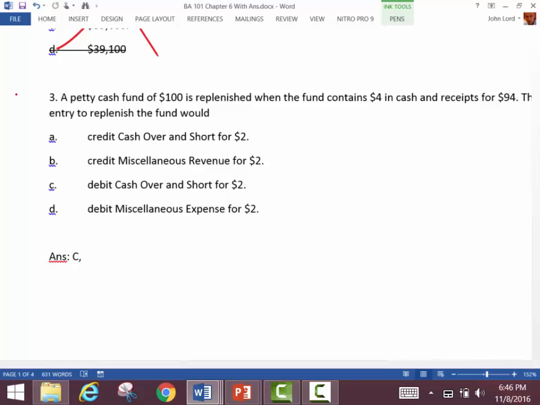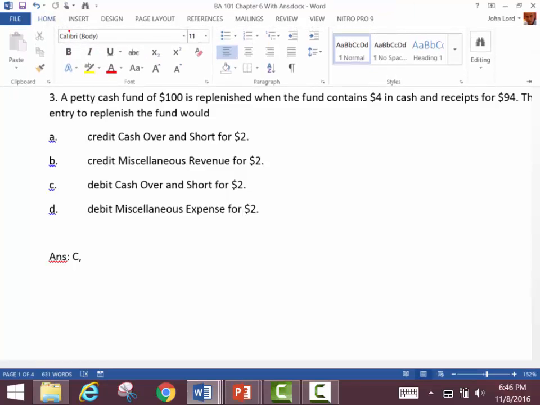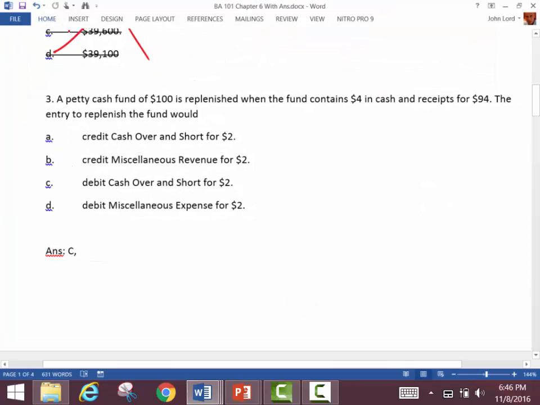And they say here, let me bring this back down to the right size. They say here that we have the petty cash fund of $100 is replenished when the fund contains $4 in cash and receipts for $94. The entry to replenish the fund would, and they ask us for one of the debits and credits, and what I'm going to suggest you do is you just do the whole journal entry. I mean, don't sit there when you're focusing on these and try to twist your mind into just that one journal entry. Do the whole journal entry, okay?